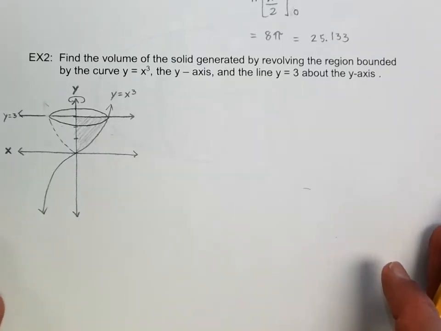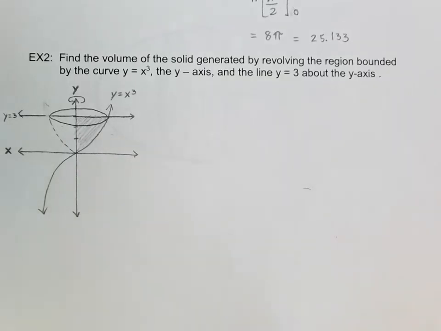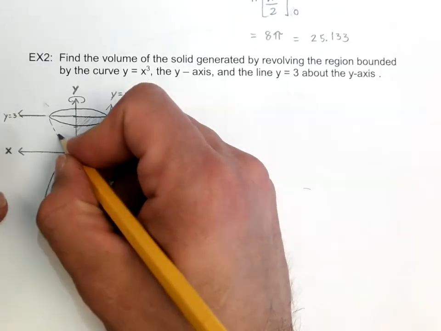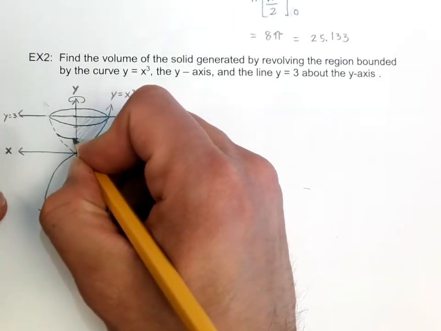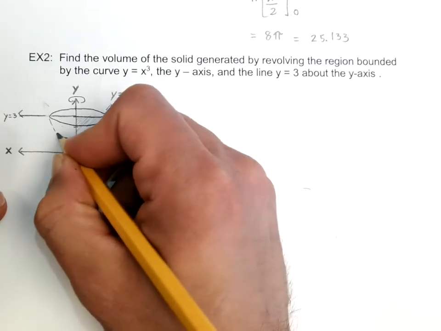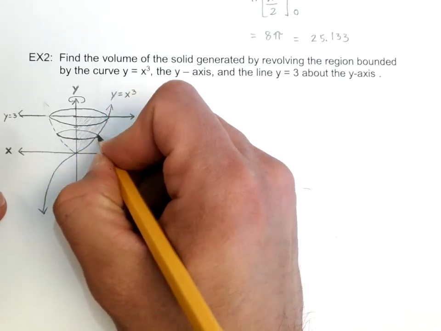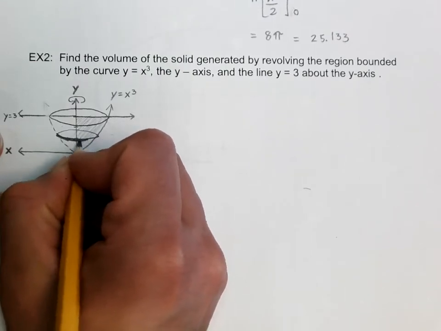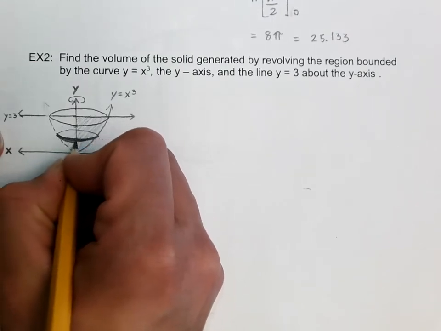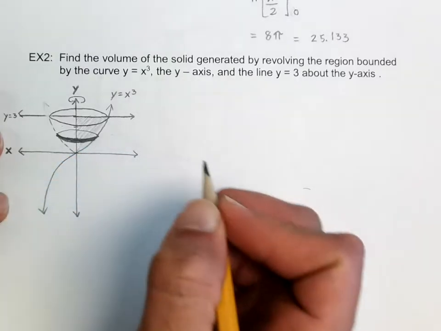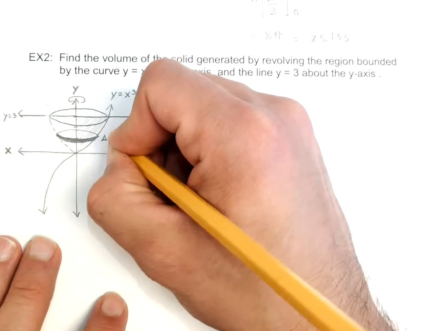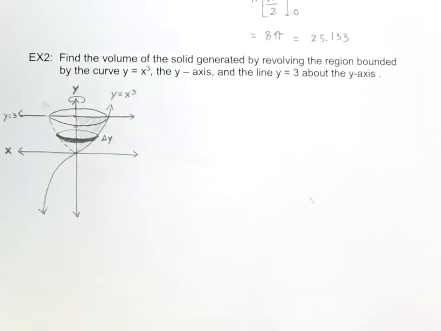So now, because it is being rotated around the y-axis, instead of using delta x, notice that the disks are not going to be sitting up like this. They're actually going to be sitting down more like this. So I'm going to draw another disk in here. Each disk is going to be laying down. So therefore, I'm making this a little thicker so you understand that that's the thickness of the disk, and that we would call delta y.